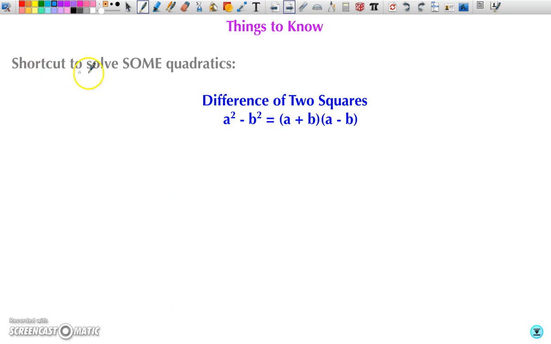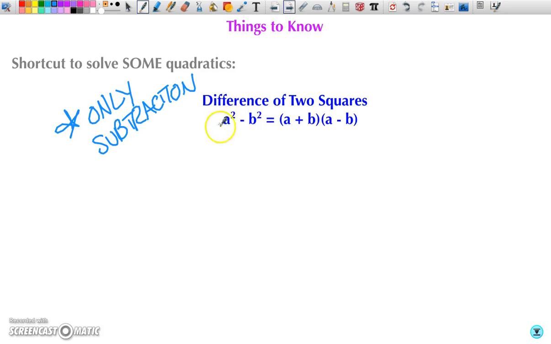Okay, so here's a shortcut for some quadratics. This doesn't work for all of them, but if you have a perfect square minus, this only works for subtraction, okay, only subtraction. This does not work with addition. So if you have a perfect square minus another perfect square, you can split it up very easily. So this is kind of like an outline. It's going to be more like a template where you can just fill the stuff in.